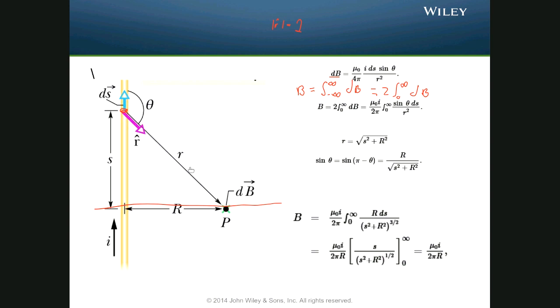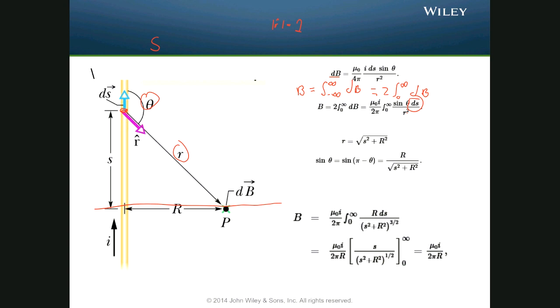So we want to get these two things that do change in terms of just one variable, and our one variable here is s. We already know, looking at our Biot-Savart law, that that's our dynamic variable because it has a ds right there. That's the one that can change.